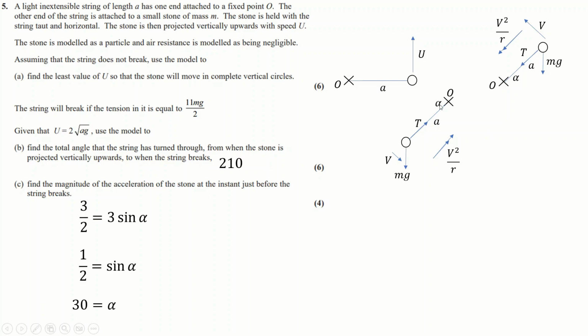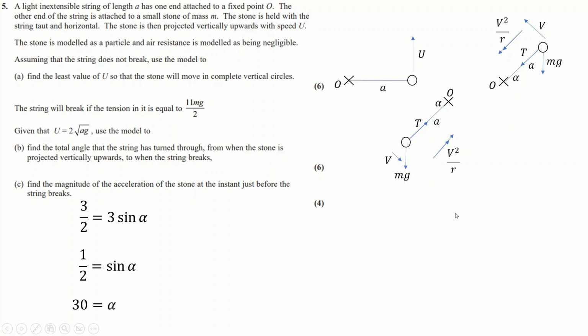Of course, if this alpha is 30, the total angle turned through is 180 plus 30, so 210. Now find the magnitude of the acceleration the instant the stone breaks. Now we know the acceleration going into the center is this. So that's cool. I think I could work out v as well quite easily by just putting in sine of alpha as a half into this equation we had before.